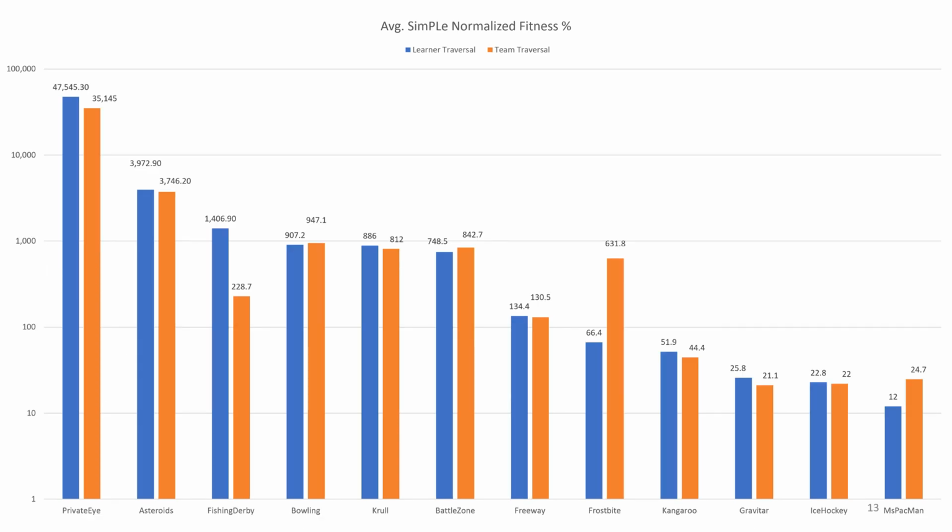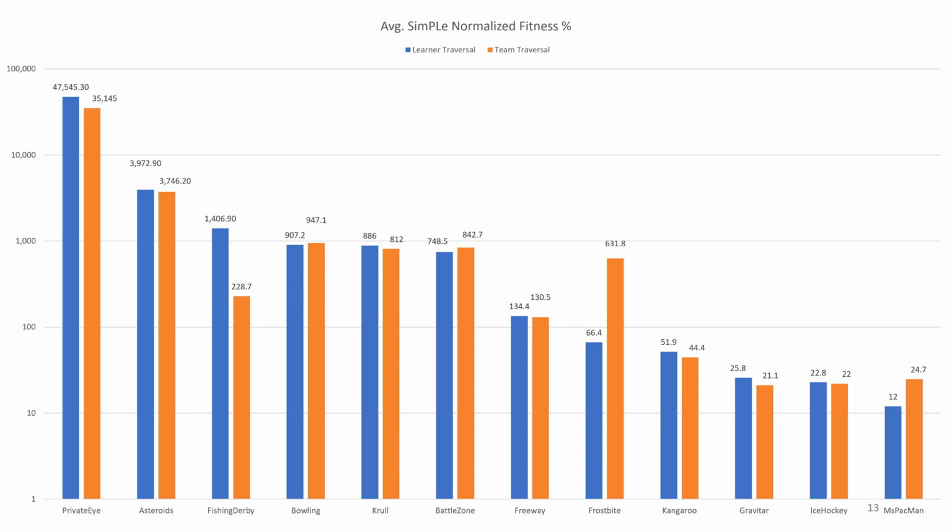Here are the test results again, this time normalized against Simple, a model-based deep learning algorithm. Again, it is important to note the log scale on the y-axis. For Private Eye, Asteroids, Fishing Derby, Bowling, Kreuz, and Battlezone, both traversal strategies outperform Simple by a wide margin.